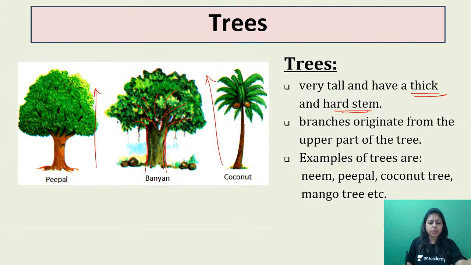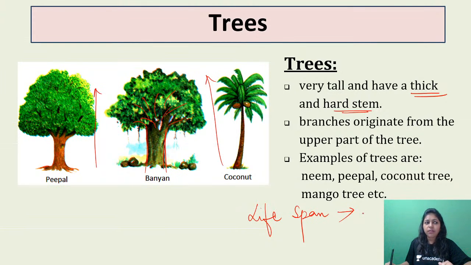There are many examples of trees, like we have the neem tree, peepal tree, coconut tree, mango tree, banyan tree. So there are so many examples of trees. And if we talk about the lifespan, you know how much is the lifespan of a tree? Tell me fast. It could go for many years, like it could be even 5 years, 10 years, 20 years.